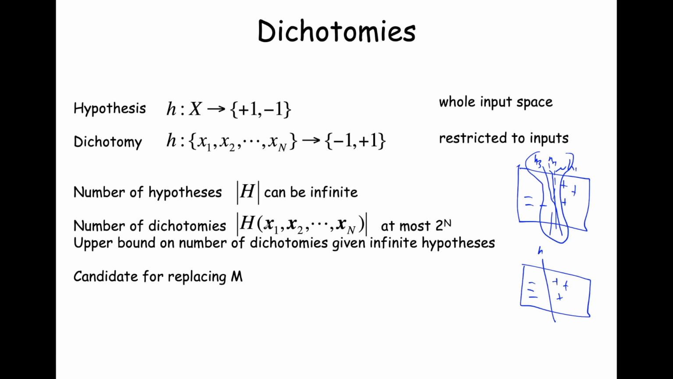And so this gives us a collapsing of this infinite measurement for the size of the hypothesis set. It gives us an upper bound on the number of dichotomies, even though our hypothesis set started out as being infinite. And so this is going to be our candidate, this idea of the collapsing down of the counts into something that's bounded, something that's finite. We're going to use this as a way of replacing this m from the union bound for Hoeffding's inequality for the measurement of the complexity of our hypothesis set.